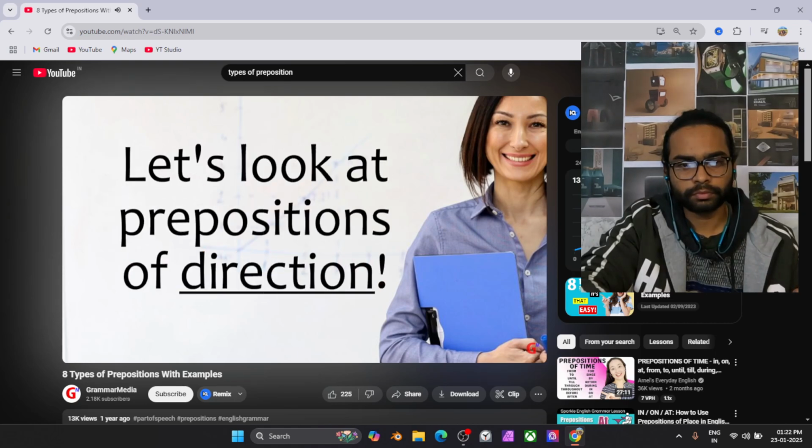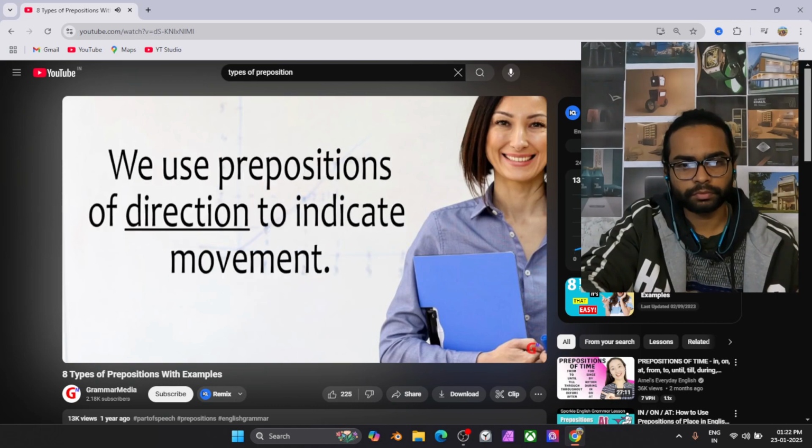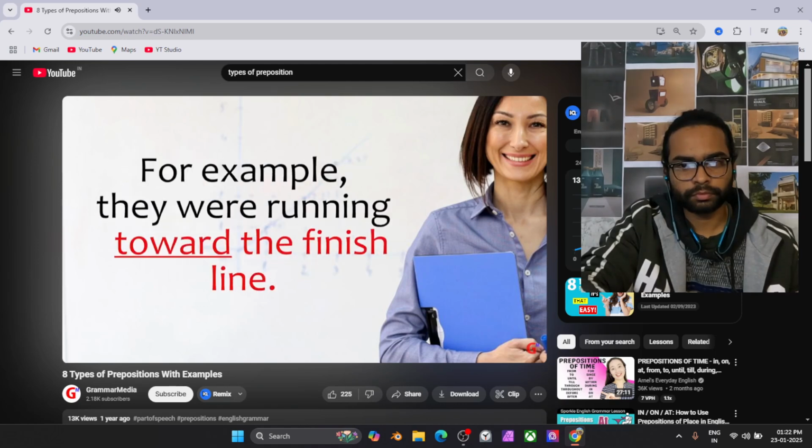Third, let's look at prepositions of direction. We use prepositions of direction to indicate movement. For example, they were running toward the finish line. Here the preposition toward tells us the direction in which they were running.